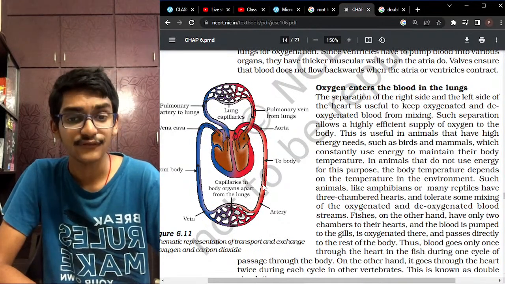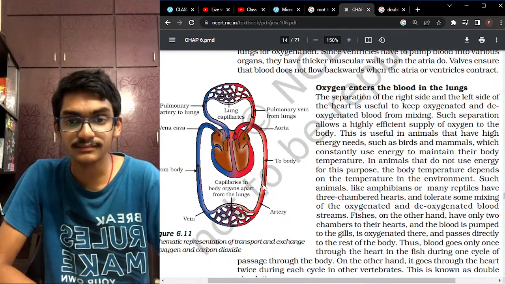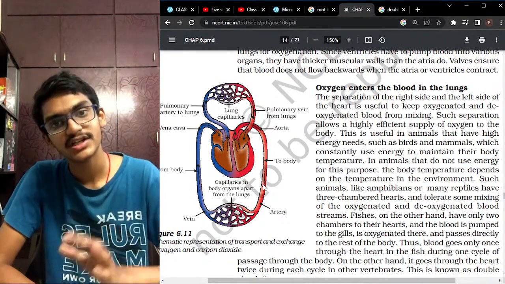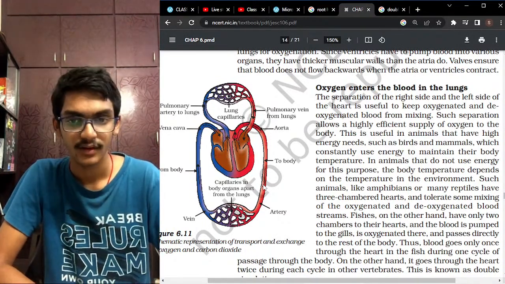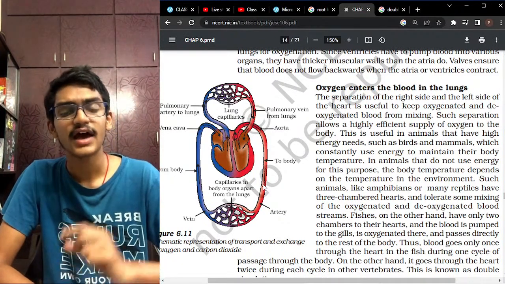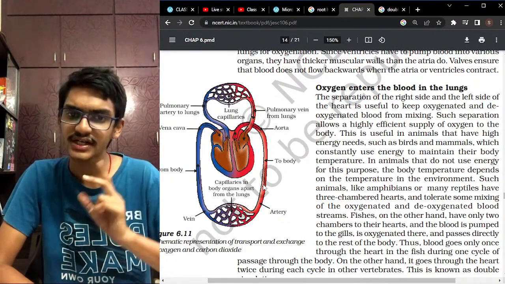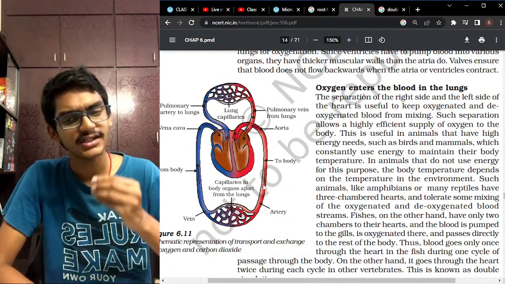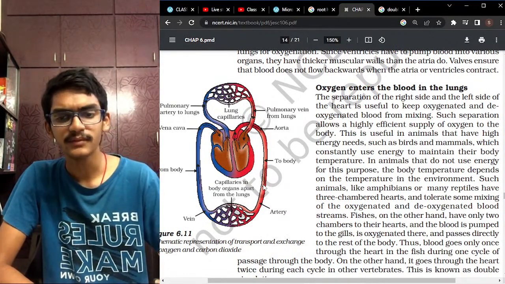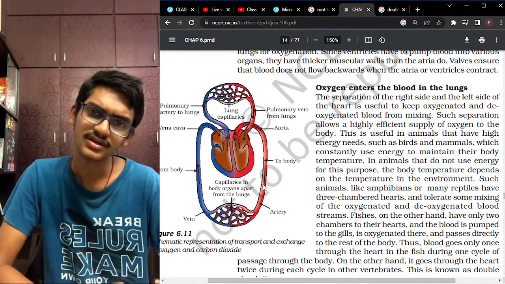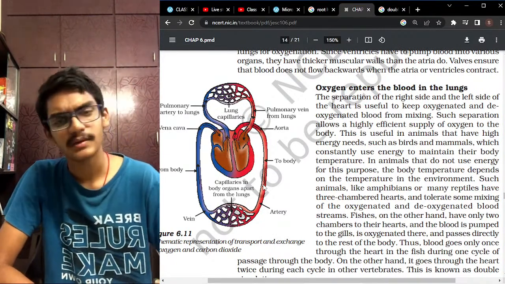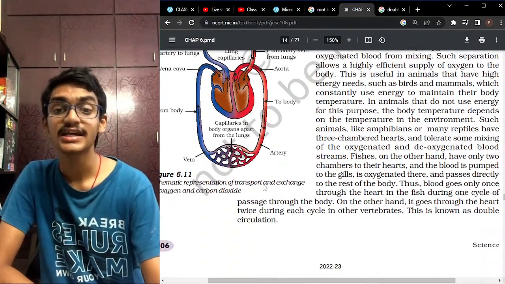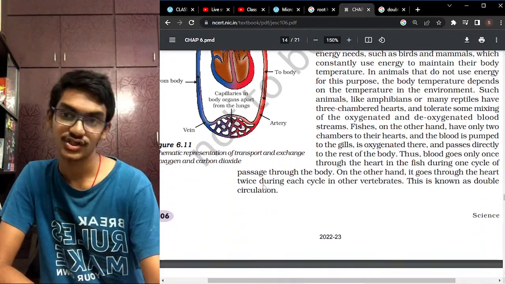Such animals, like amphibians or many other reptiles with 3-chambered hearts, can actually tolerate the oxygenated and the deoxygenated blood mixing. The fishes, on the other hand, will only have 2 chambers. The blood passes to the deoxygenated side and is immediately oxygenated, and it will pass on to different parts of the fish. So this is actually the main process involved in the transportation.